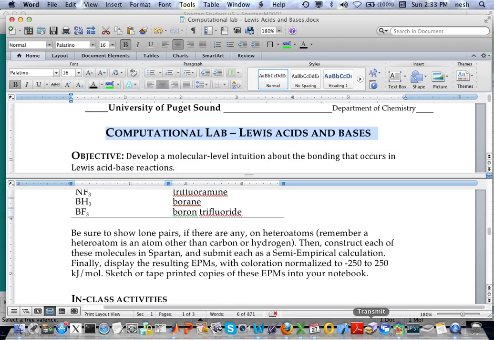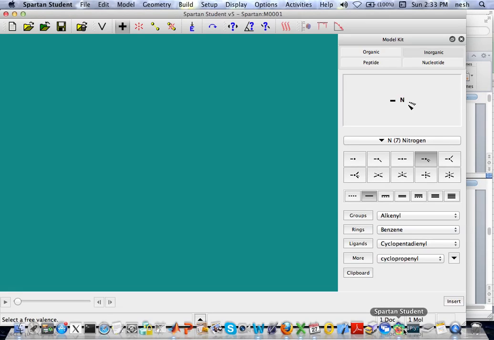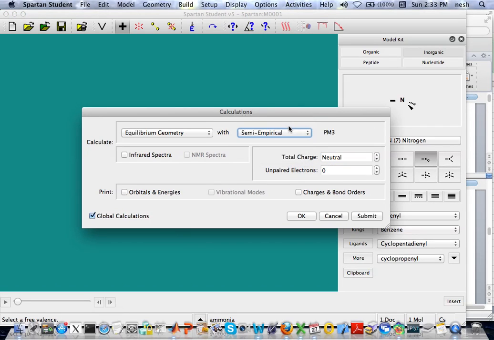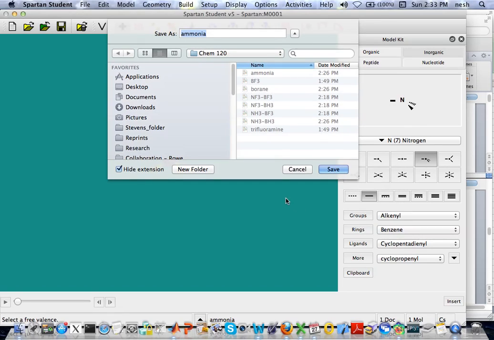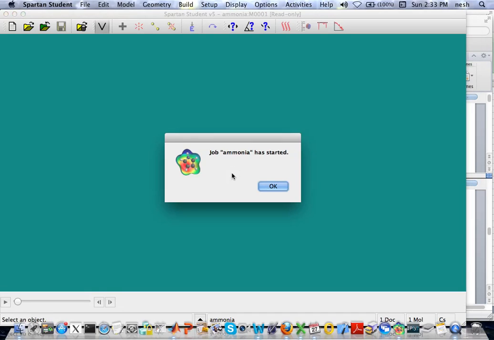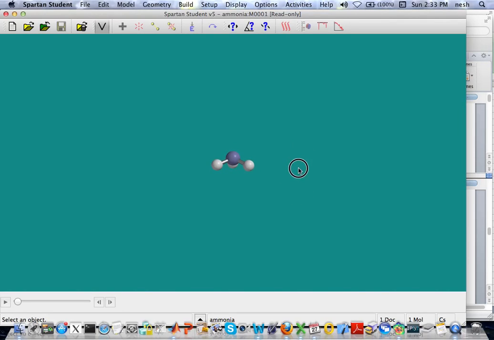So let's jump right straight to Spartan for that. So I've already brought up the inorganic menu here. I've got nitrogen, and I've already set up nitrogen as it would be in NH3. So there we go. And as usual, we'll go set up a calculation. We want to do it as a semi-empirical calculation. And as usual, Spartan has said, I know that that's ammonia, so should I call it ammonia? And we say, yeah, you bet. And now it's started, and hopefully it'll get finished pretty soon.